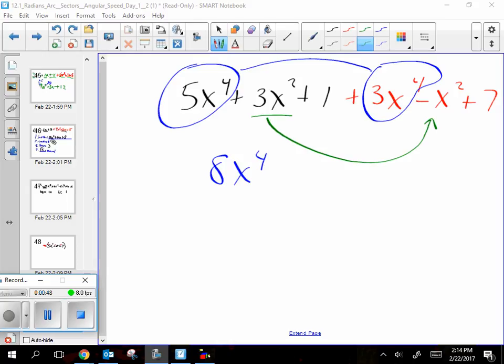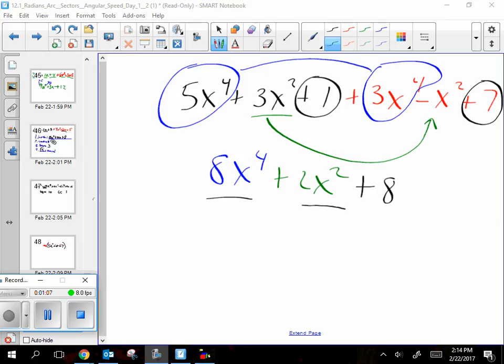These guys are of the same rank, and so that goes together and makes 2x squared. And then last but not least, the privates, I like to think of them as the guys with no power. These guys can go together, and the 1 and the 7 makes 8. There we go. Now this, just for a review, is in order with the biggest ones first, the medium-sized powers are next, and the privates are last.